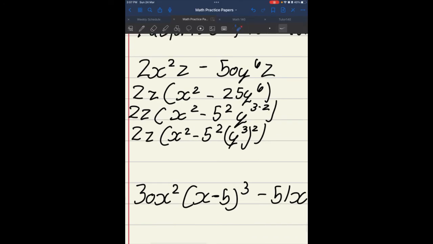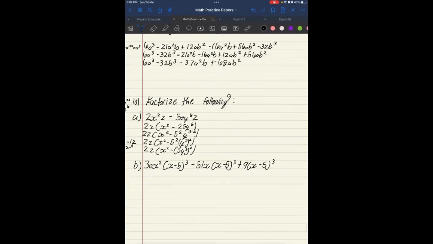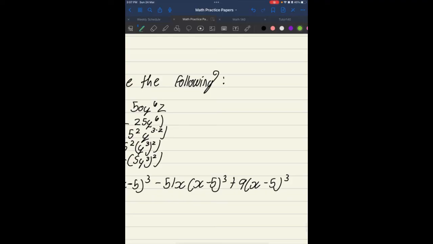So if you see both of these being squared, right? We could rewrite it and group it. So 2z, open bracket, x squared minus, open bracket, 5y cubed squared, because both of them are being squared, so we could just group them together. Now, if you recall the difference of two squares formula, a squared minus b squared is equal to a minus b, a plus b.